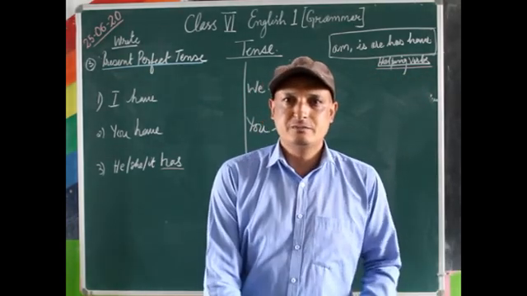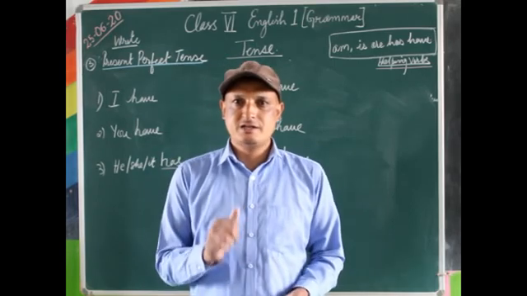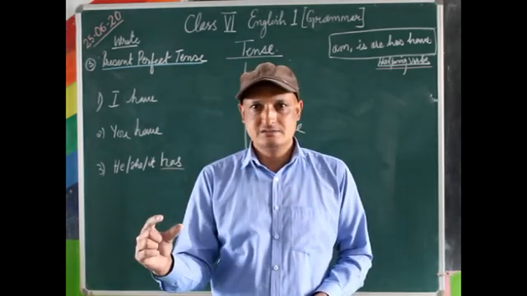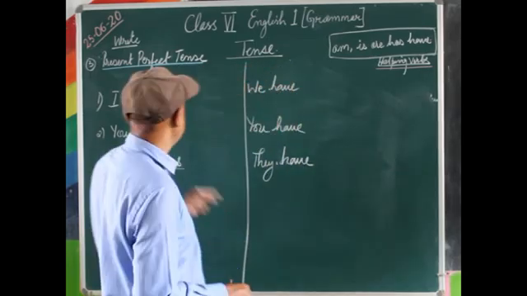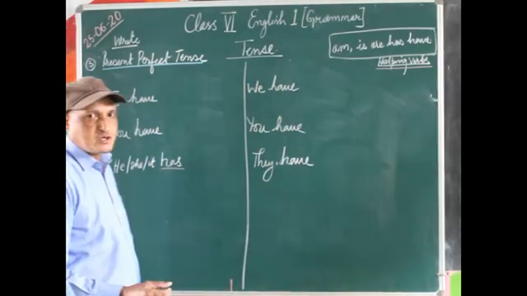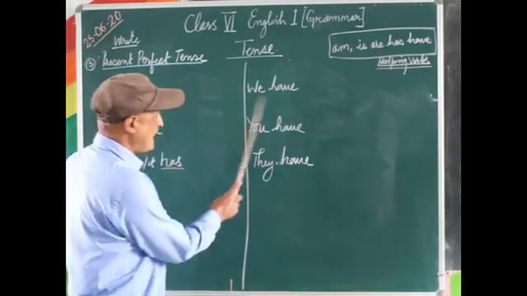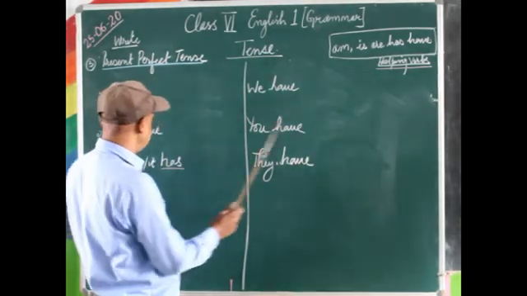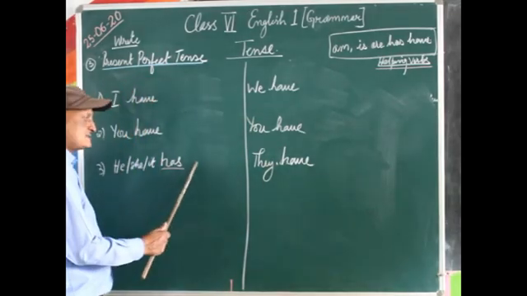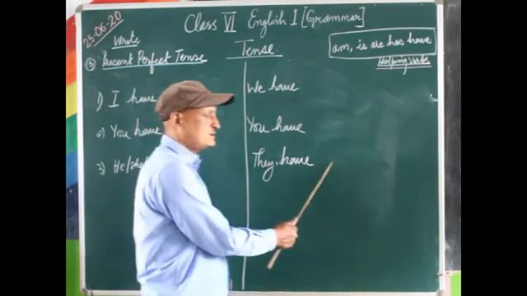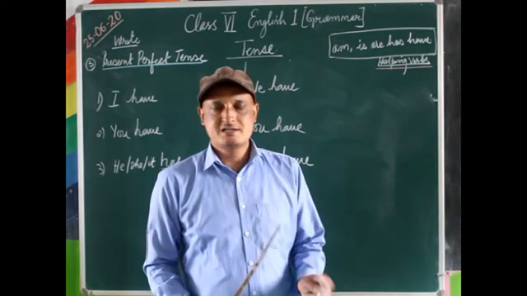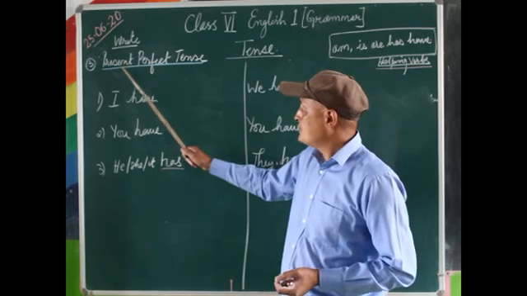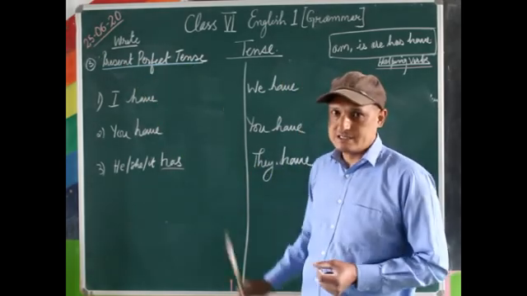Now take the other verb. Eat. What is the past participle for eat? Eaten. Eat, ate, eaten. Got it? So what will be there? I have eaten. Sorry, we have eaten. You have eaten. You have eaten. He, she, it has eaten. They have eaten. That is the past participle, or this is the structure for present perfect tense.